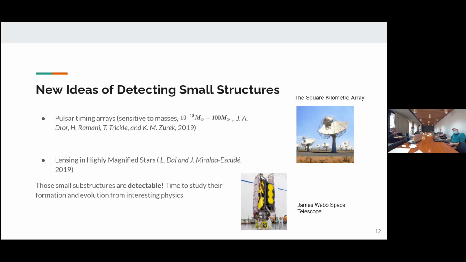We have pulsar timing arrays, which could be probed in future SKA, and this would be sensitive to substructure masses from 10⁻¹² to about 100 solar mass. And we also have lensing of highly magnified stars, which could be seen in JWST, which, excitingly, will be launched next month. And they will be sensitive to a similar mass range. So those small substructures are really detectable. And now is really the time to study their formation and evolution from interesting physics. If we do study, we may find a lot of formation of those substructures from certain physics like axion physics. That would be really interesting for future observations.